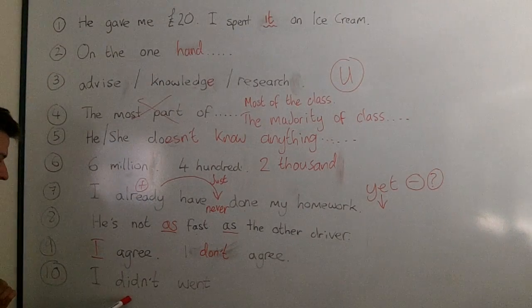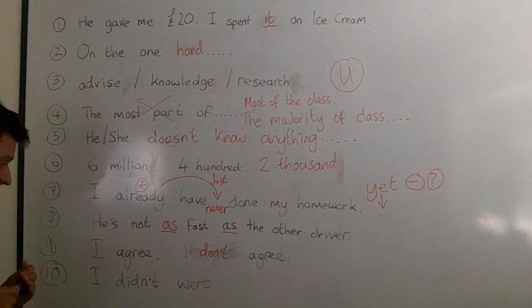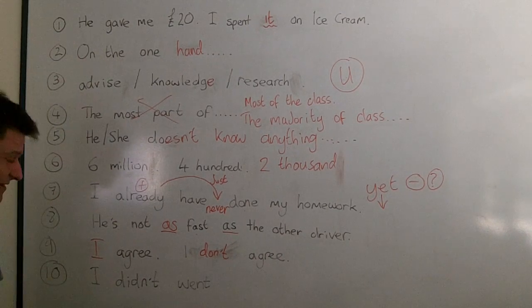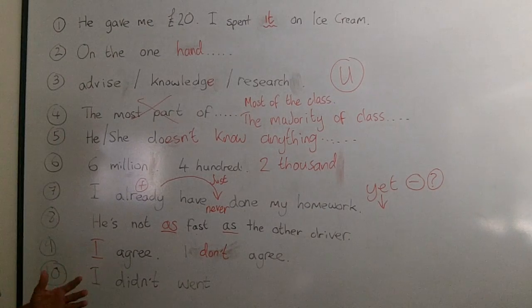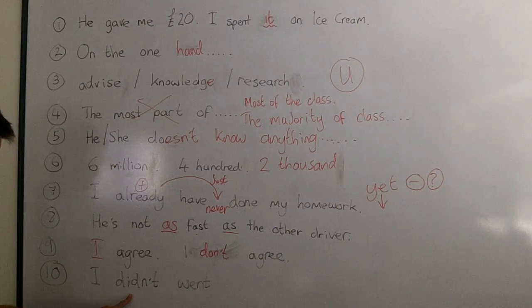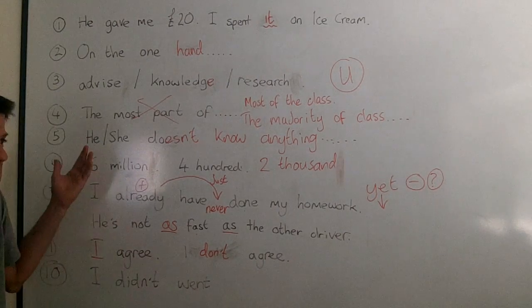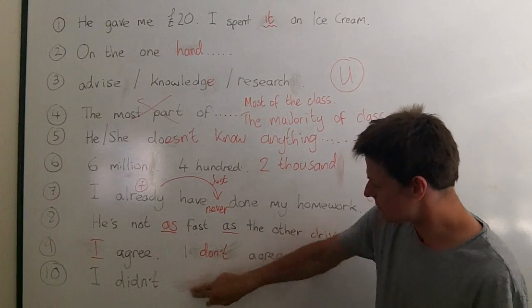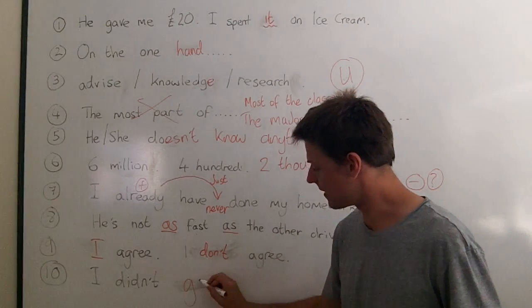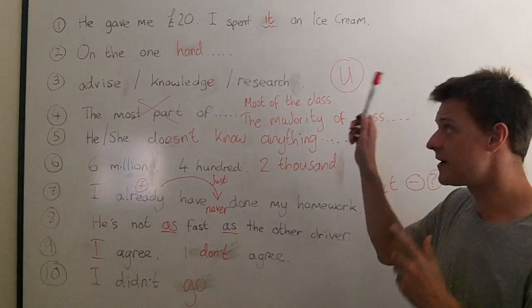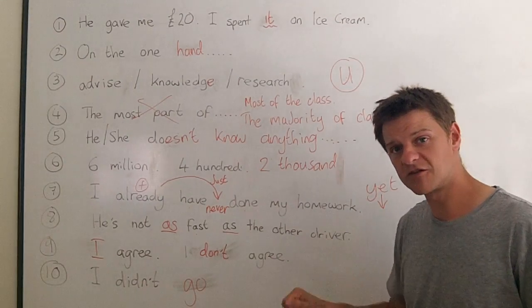Number 10, my wife still makes this mistake. She speaks very good English, but she still makes this mistake, and lots of people do. Lots of top speakers will still make some basic mistakes, and this is one which I often hear. I didn't went. I don't know why, but people must remember that didn't always has the infinitive. I didn't go. Okay?